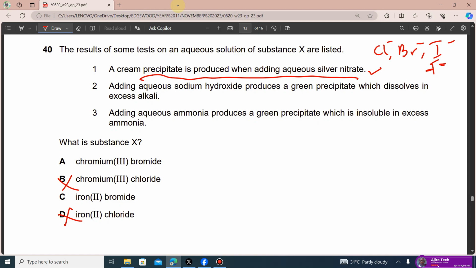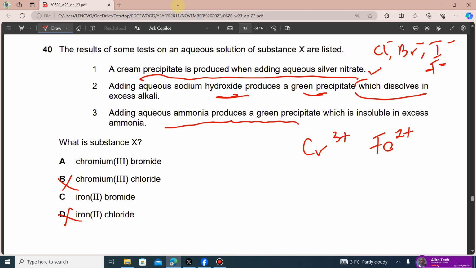Now, we add aqueous sodium hydroxide, it produces a green precipitate. Green precipitate is likely either chromium 3 or iron 2, right, for green. But we look at how they react. It dissolves in excess alkali. Okay? Now, when you add aqueous ammonia, it produces the same green precipitate, which is now insoluble in excess. And that is what makes it chromium. Chromium is insoluble in excess ammonia, while iron 2 is the opposite. So A is the answer to that.